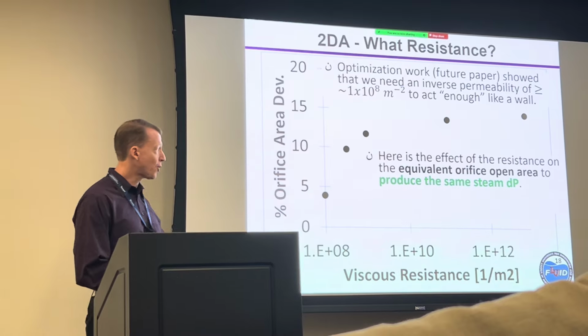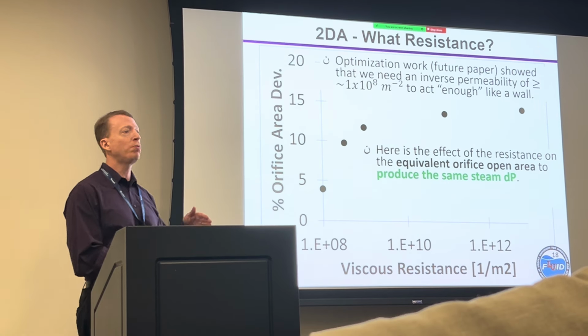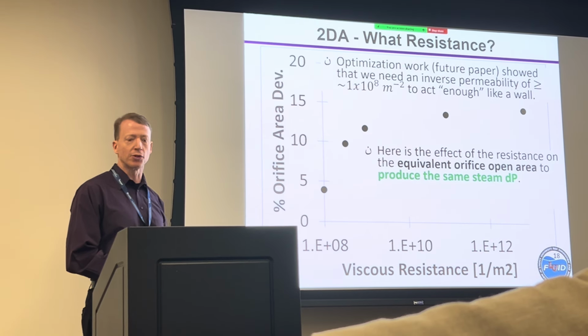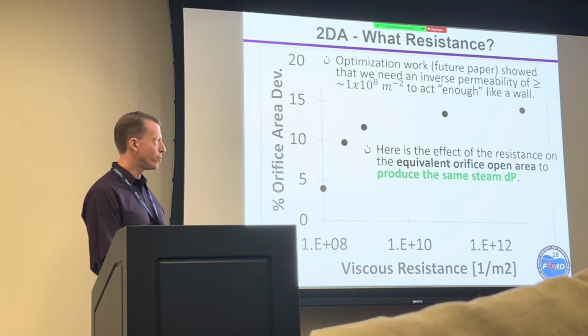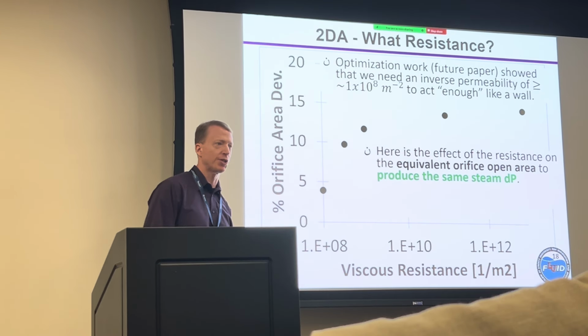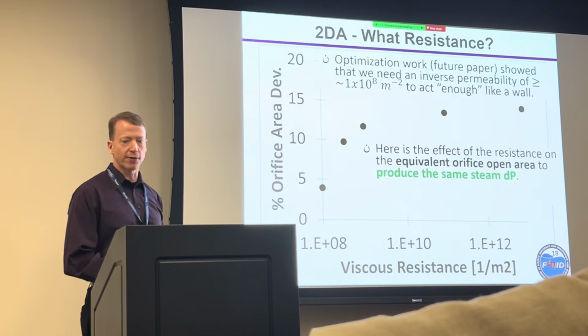So I found that as I start increasing the resistance, I have to open that nozzle up or lower that ledge more and more to get the same steam differential pressure. So that is not what I was looking forward to, but at least at my lowest viscous resistance level, that's only about a 4% change in nozzle open area, so it's fairly close.